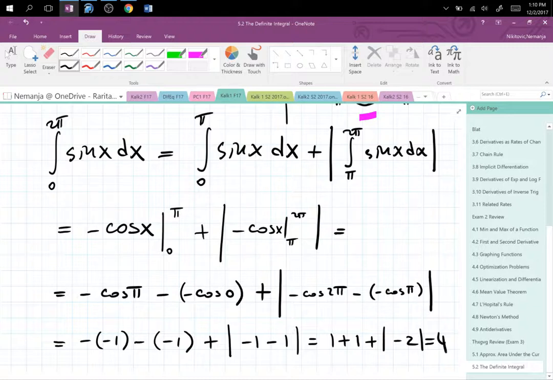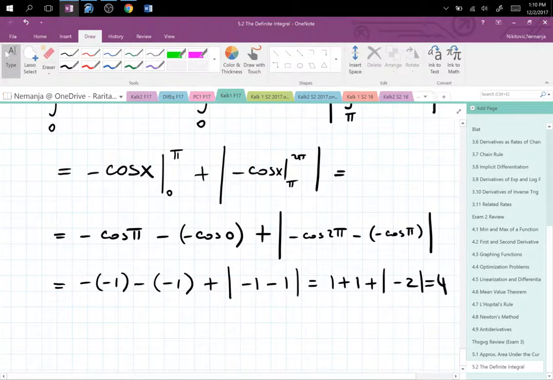Please, someone comment on how cool it is that the area under this curved sine graph is 4. It's not 4 pi, it's not half a pi, it's not pi cubed or anything like that, it's just 4. Which is great.